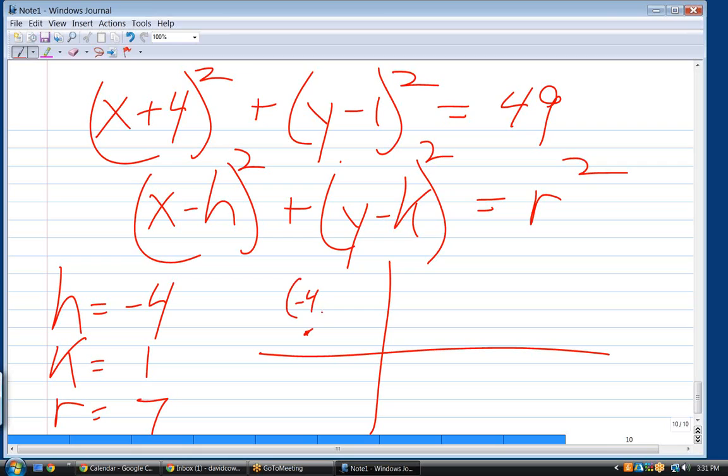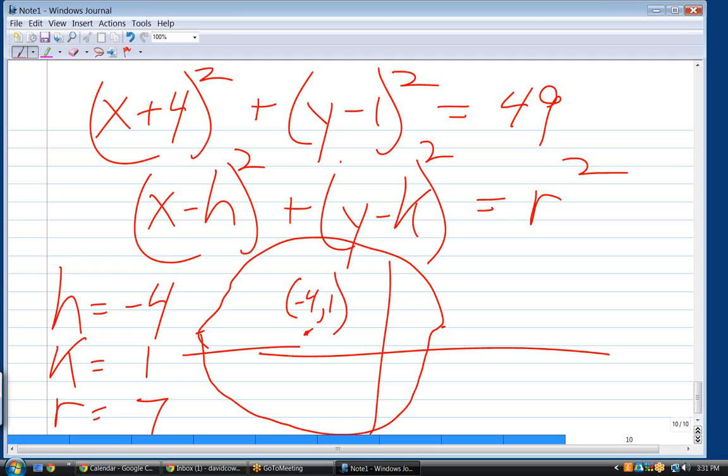So there's the center of our circle. Okay. And we're going to draw a radius of 7, excuse me. Like that. Okay, perfect. So all of these problems are the same. You have to identify what h is, what k is, and what r is, and then you can graph it. Because there's only one circle that can have this center and this radius.